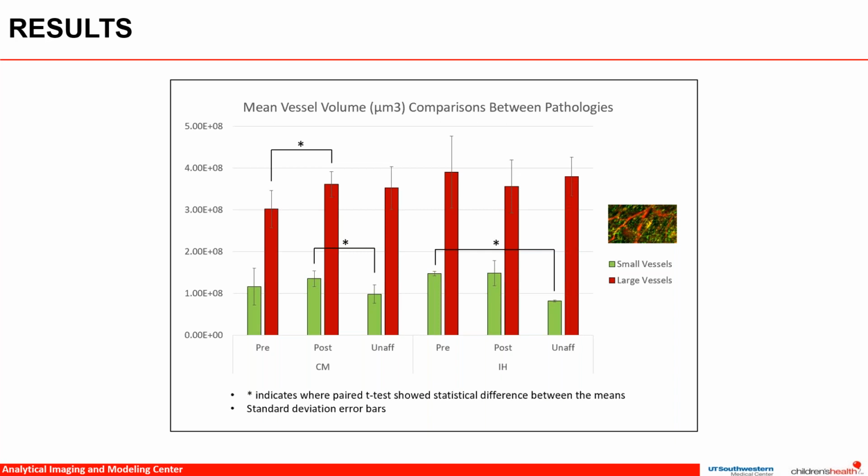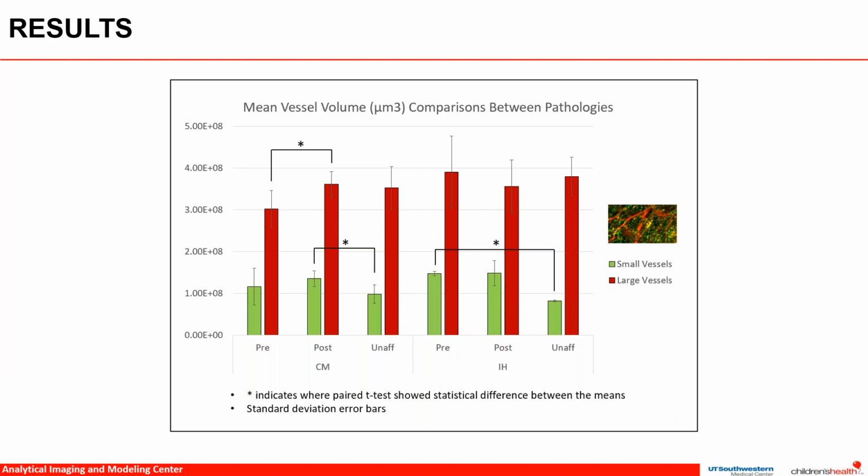The mean volumes were compared using a student's t-test. What we found for capillary malformations was that there was an overall increase in volume for both the high and low frequency signals between pre and post-treatment. For the low frequency signal, this difference was statistically significant. In the high frequency signal, there was also a significant difference between the post-treatment and unaffected skin blood vessel volume.